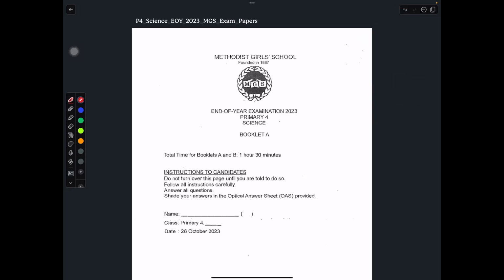Hi everyone, today I'll be going through the Methodist Girls' School's end of year P4 exam for both the MCQ and the open-ended section. So over here, let's go through the first question.